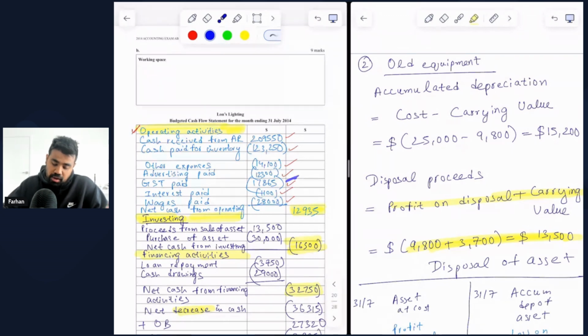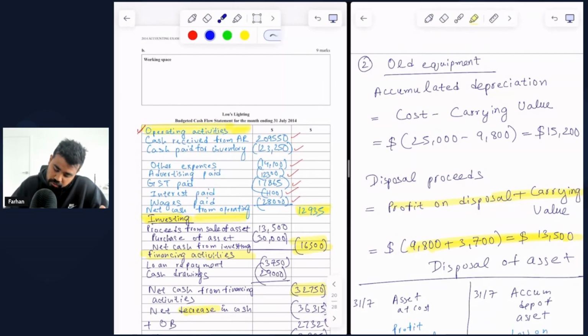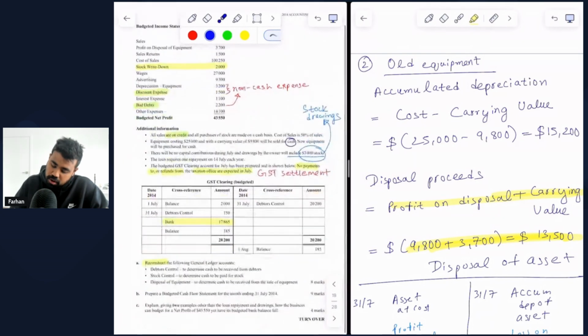So these are the two major ones, if you can talk about this too. And that should be enough for you to score full marks, 4 out of 4. And then 9 out of 9 for part B and 8 out of 8 for part A. So 21 out of 21, easy for this question.